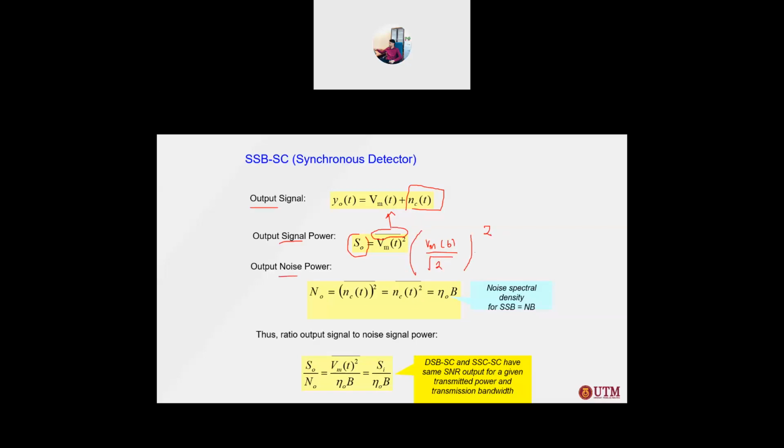So similarly like this one, we have n_c(t) squared. Okay, and then you have eta. This one I forget how you pronounce this. Okay. Then we have B. So this is a noise spectral density. We call this the noise spectral density for single sideband. Okay, for single sideband. So remember this name.